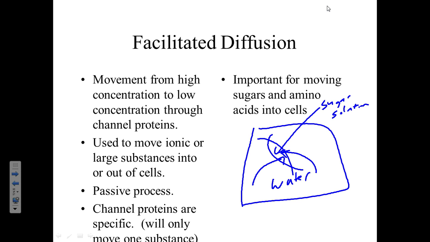It's the movement of a substance from high to low concentration through proteins. It's a passive process. It's usually how ions and big things move in and out of cells. It's facilitated diffusion. Talked about that yesterday.